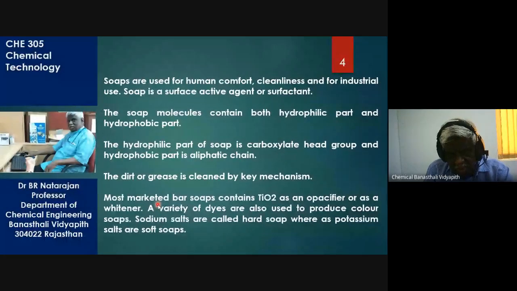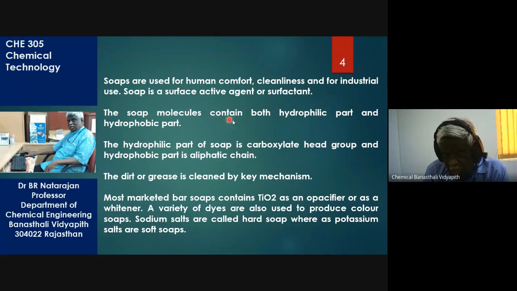Now, coming to soap, soaps are used for human comfort. After a long day, you want to feel fresh. You have a bath with a nice soap. Cleanliness and for industrial use. So this industrial use is different. In that case, it becomes more or less a detergent. Okay. And soap is a surface active agent or a surfactant. They bring forth the action of removing the dirt by surface action. We'll see what it is.